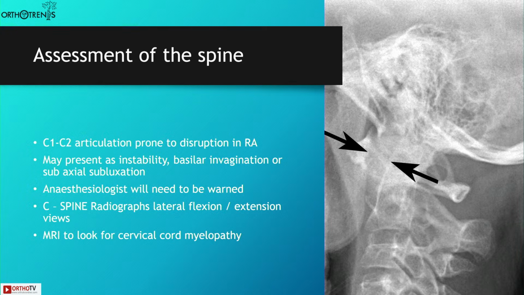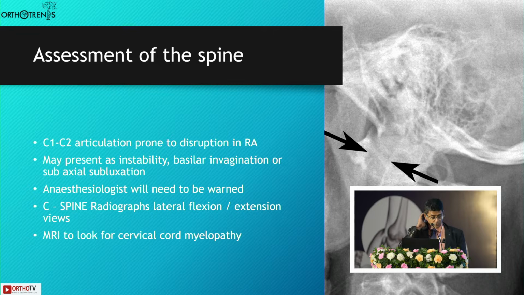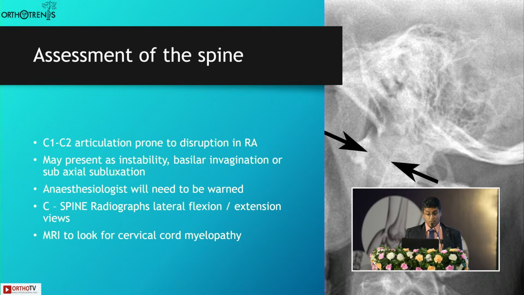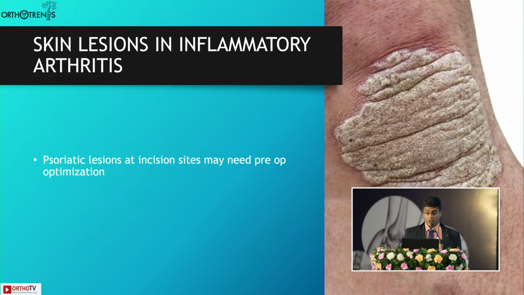The anesthesiologist would need to be warned about this, obviously, because anesthesiologists love to have a flexed spine when they're giving a spinal, and quite often it is the anesthetic technician who tends to hyperflex the neck in order to give a better approach to the anesthesiologist. Now, a C-spine radiograph in the lateral flexion and extension views would obviously be beneficial. One will have to take an MRI of the cervical spine to make sure we're not missing cervical cord myelopathy, which can be a problem with these patients.